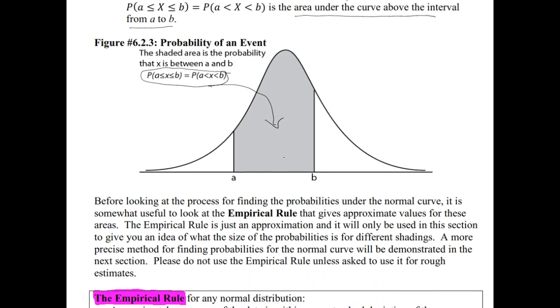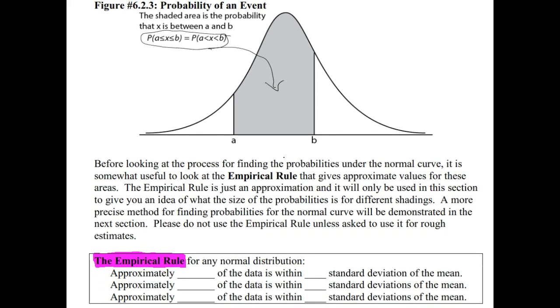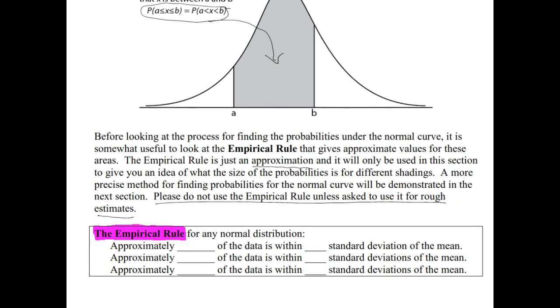So before looking at the process for finding the probabilities under the normal curve, we're going to look at something called the empirical rule that does give us some approximate values for these areas, for common ones that we look at when we start looking at inferential procedures. The empirical rule is just an approximation, and it will only be used in this section to give you an idea of what the size of the probabilities is for different shadings. A more precise method for finding these will be demonstrated in the next section. So please do not use the empirical rule unless you are asked to use it to make rough estimates.